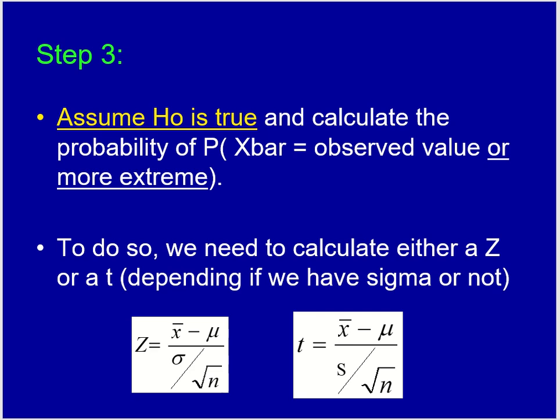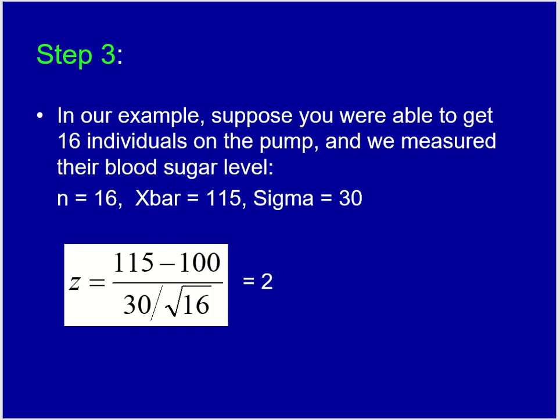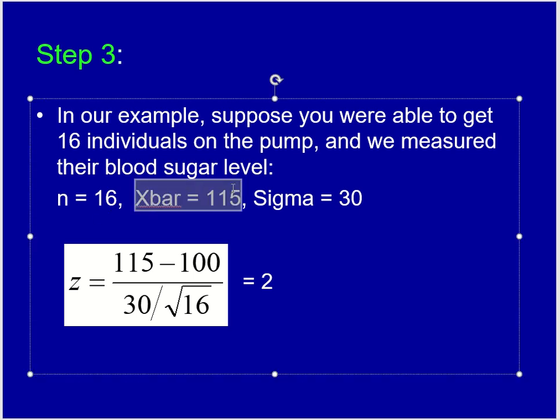Okay, now, how do you decide? Well, it's going to depend on your results. What are your results? In this situation, we were able to get a sample of 16 individuals on the pump, and their blood sugar average was 115, so the X bar was 115. And here again, we are willing to use a sigma of 30. The minute you hear sigma, you should know that we're going to use the Z.